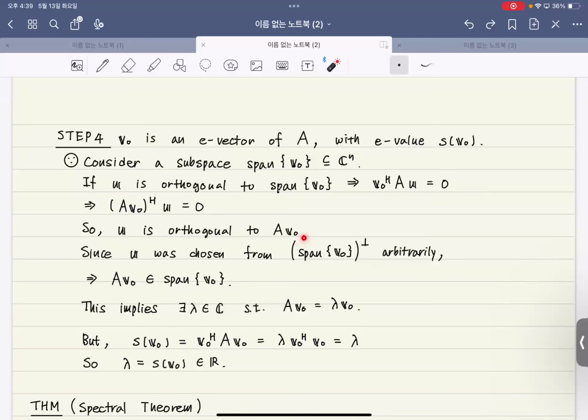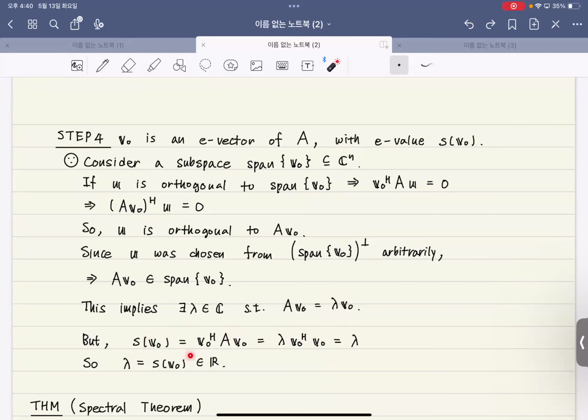Okay. Since u has been chosen arbitrarily from the orthogonal complement of this space, Av0 also must be a member of the span of v0, right? Because this is a one-dimensional space, I'm pretty sure that there is some complex number lambda such that Av0 is lambda times v0. But what is this eigenvalue lambda?